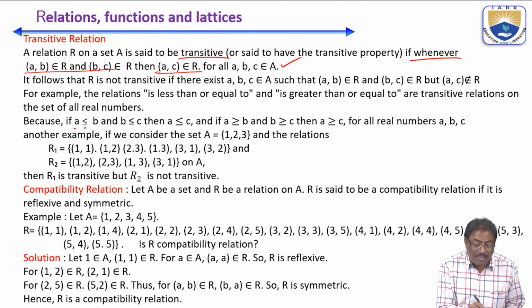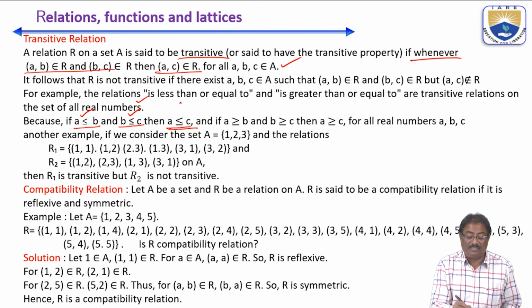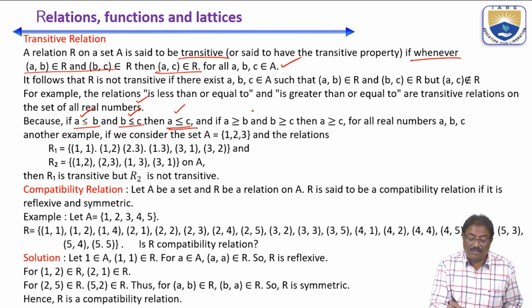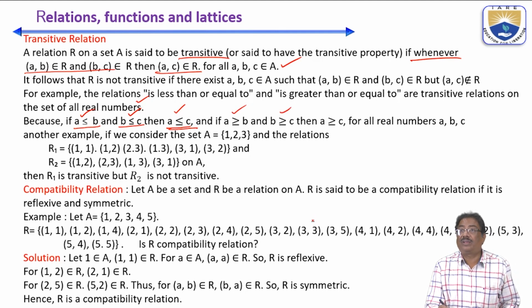So here, a less than or equal to b, b less than or equal to c, where less than or equal to is a relation defined on the set of real numbers. Then we go for a related to c, which is transitive. Suppose greater than or equal to is another relation defined on the set of real numbers.